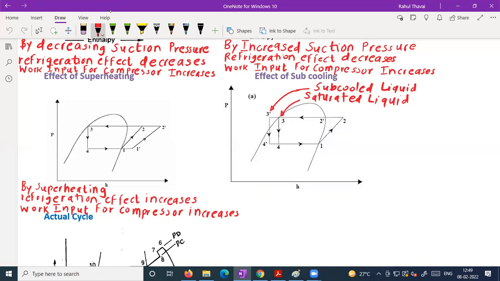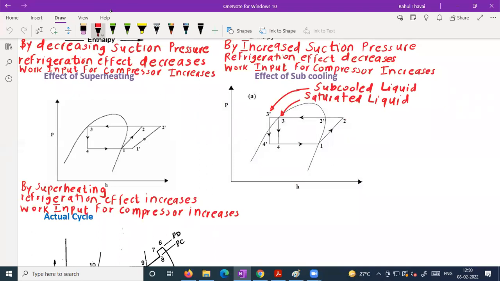See here, all of you. Instead of cooling from 2 to 3, I am cooling from 2 to 3 dash. You can see that 2 to 3 dash I am cooling, right? So 3 dash is subcooled. As for 3 to 4, instead I will expand from 3 dash to 4, so as to reach the same pressure.